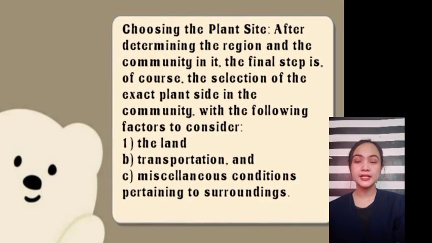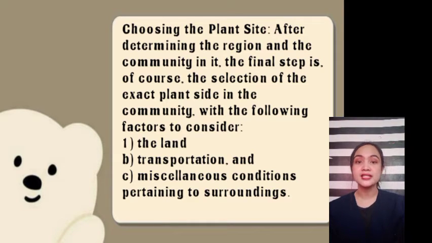Moving on to the next slide, we have here choosing the plant site. After determining the region and the community in it, the final step is of course the selection of the exact plant site in the community, with the following factors to be considered. So first, the land. In the search for a site, the principal consideration is the land.